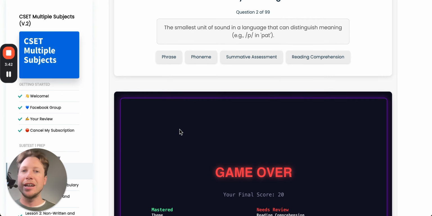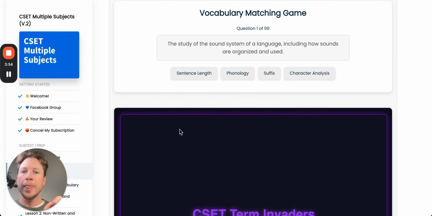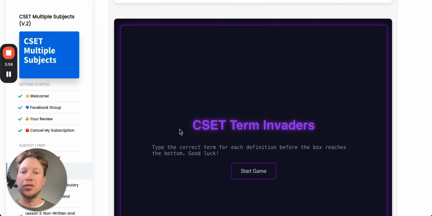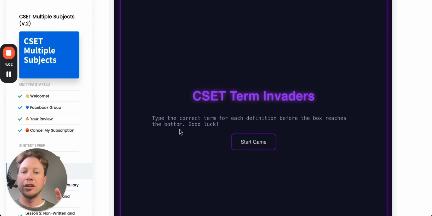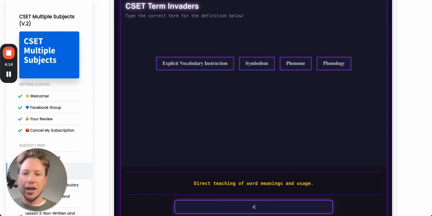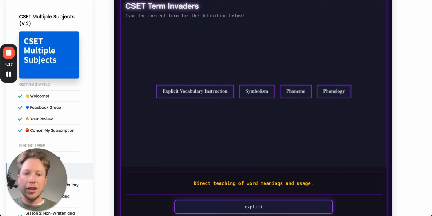As I'm noticing while I'm recording my screen, my typing is slow because the computer's just slower. But let's reload the page and try to play again. What's really cool is every time you play the game again, the order of the questions gets randomized. So it's just an excellent study tool. Let's try and play again. And hopefully the computer is fast enough while it's recording my screen and my voice. Okay, so direct teaching of word meanings and usage. Okay, that's explicit vocabulary instruction.